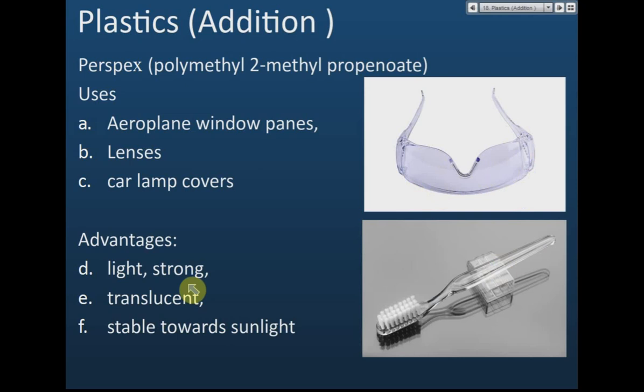Because it's very light and strong, it's used as the window panes of aeroplanes. So on aeroplanes, if you try to knock on the windows, you will find actually it's not glass. It's because glass is very heavy, so therefore they use perspex. And sometimes it's used in lenses or car lamp covers. Sometimes it's glass, sometimes it's perspex. So this is perspex.